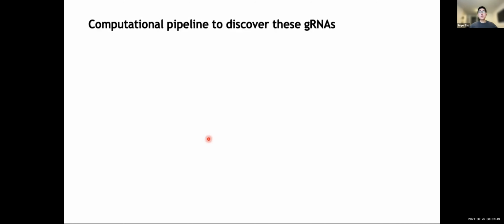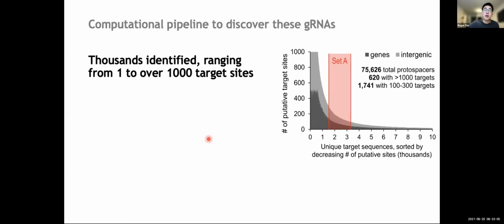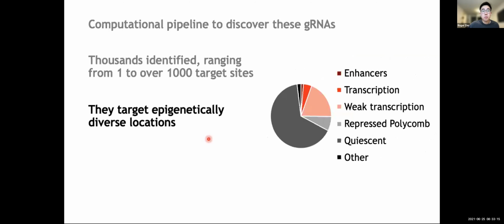To accomplish this, we first developed a pipeline to discover whether these guide RNAs, these Cas9 target sequences, even exist, and if so, their identities. Luckily for us, we found that they do exist. We were able to identify over 75,000 of them, and each can target between 1 to over 1,000 genome-wide target positions. Furthermore, we found that they target epigenetically diverse positions, ranging from enhancers to transcribed regions to quiescent or repressed regions as well.